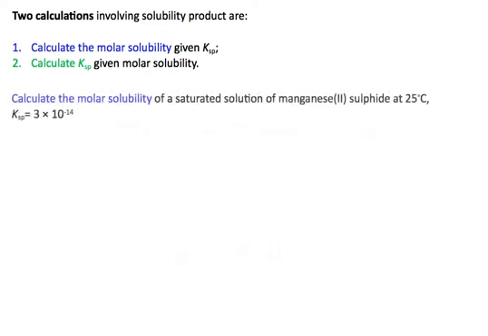There are two calculations you need to be able to do. First, calculate the molar solubility given a Ksp. Second, the other way around: calculate a Ksp given the molar solubility. Remember, molar solubility is basically a concentration in moles per liter referring to the solid. Let's go back to our first example: calculate the molar solubility of a saturated solution of manganese 2 sulfide at 25 degrees Celsius, where Ksp is given as 3 times 10 to the minus 14.